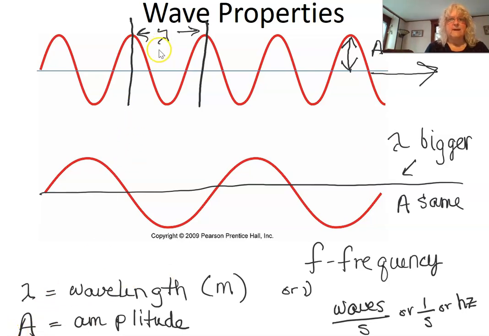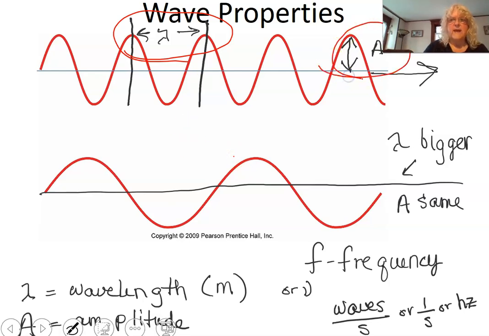lambda, that kind of looks like a... let me see if I can grab my pen here for a second. So this thing here that I've circled is what we refer to as the wavelength. It kind of looks like a shepherd's crook. It's measured in meters. Amplitude is the height of the wave. So I look from the rest position to the highest point, and you could also measure it from the rest position to the lowest point.